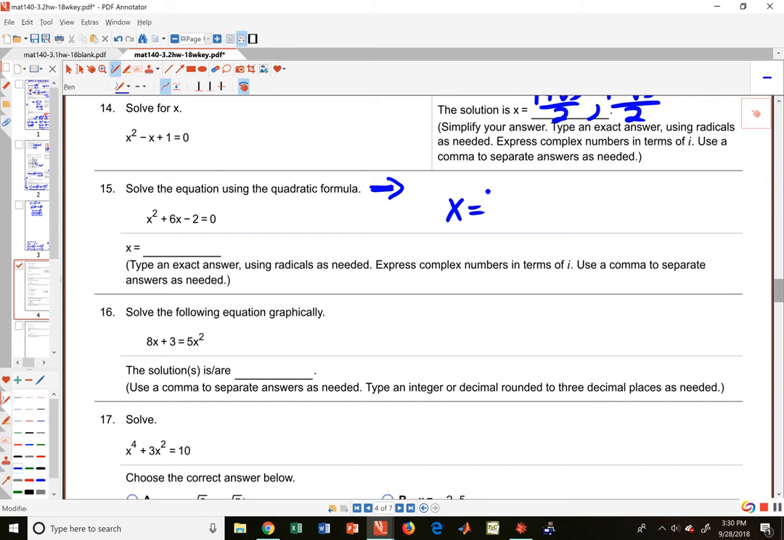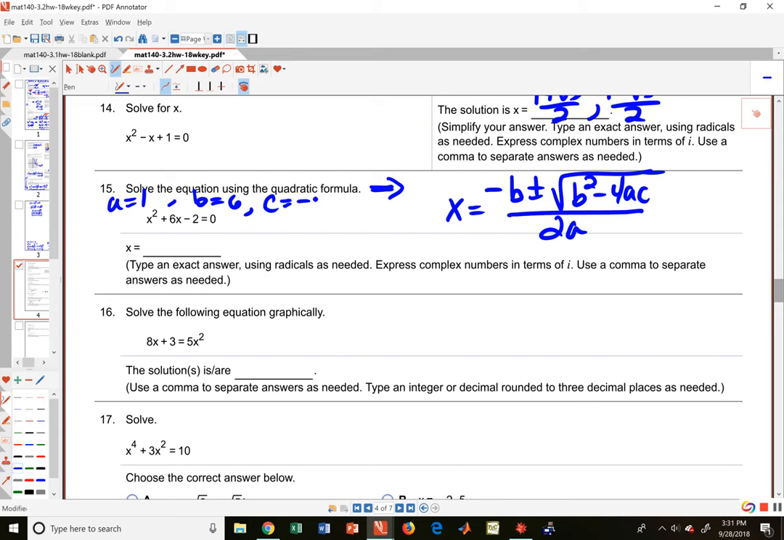Now, the quadratic formula is kind of a shortcut to bypass completing the square. It tells you the solution is the opposite of b plus or minus the square root of b squared minus 4ac, divided by 2a. This is a formula you want to put on your card, so you wouldn't have to memorize it. Now, for this particular problem, a is 1, b is 6, and c is negative 2. Don't forget to put the sign with it.